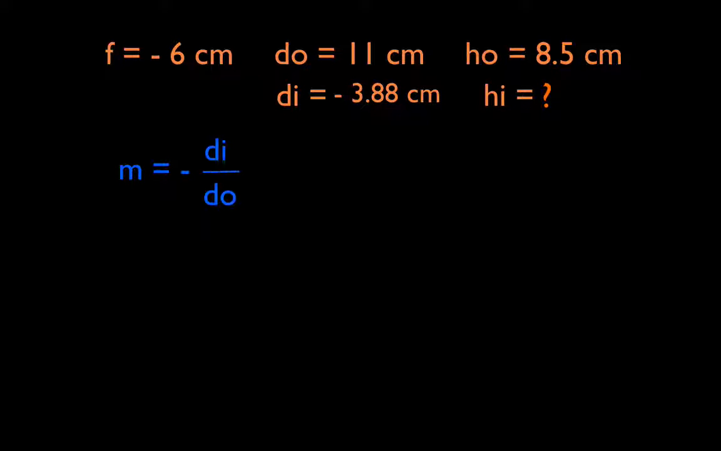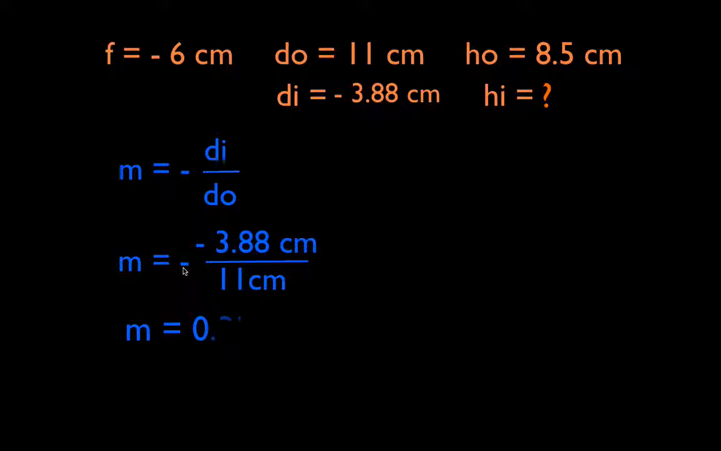Now to get the image height, we have to use the magnification equation. The magnification equation, or one of them, the first one we're going to use, is the magnification is equal to minus DI over DO. It's important to use this minus sign. That means the magnification is equal to minus negative 3.88 divided by 11. You can see we have a minus sign here and a minus sign here, and that basically means it's a minus divided by a minus, or negative divided by a negative. And that means if we divide that out, we get that the magnification is positive 0.353.